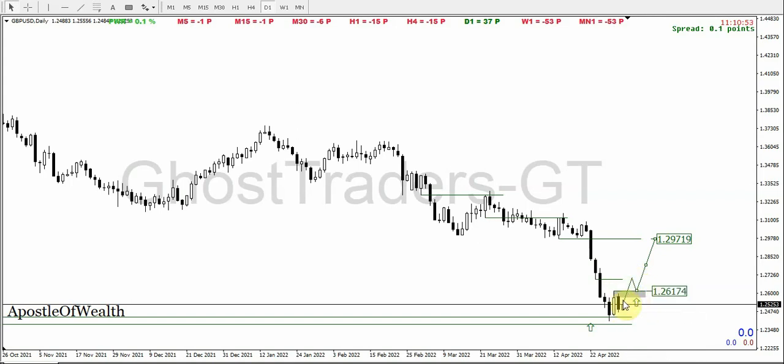But what I want to see is it engulfing these two candles here, then I can look for a buy setup on a retracement.